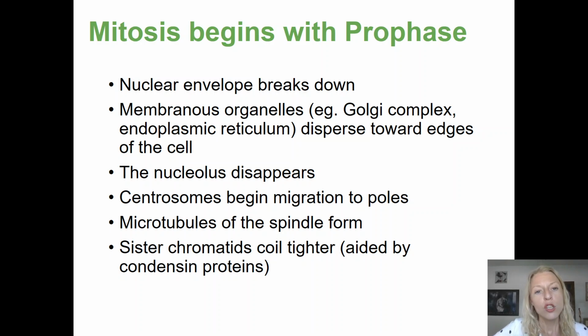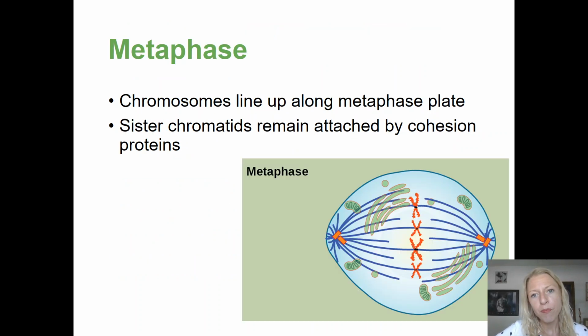Okay, so we talked about prophase. Metaphase, chromosomes lining up in the middle. Again, these sister chromatids, remember, we have sister chromatid 1, sister chromatid 2, joined in the middle by that centromere. Okay, so our sister chromatids line up in the middle, metaphase, of the cell.